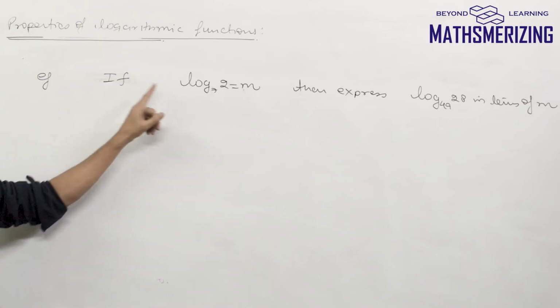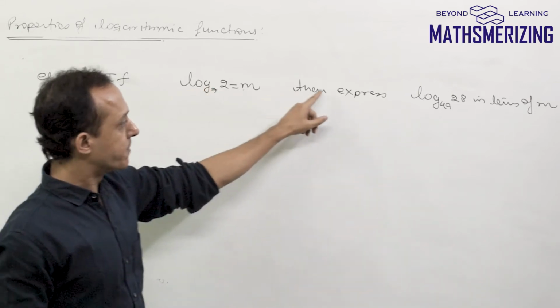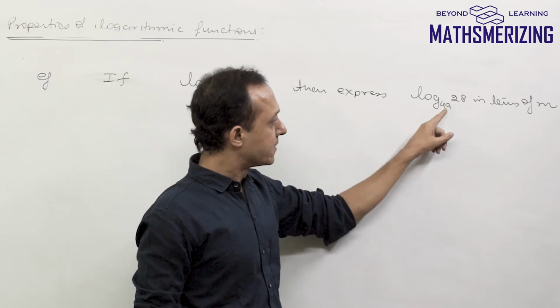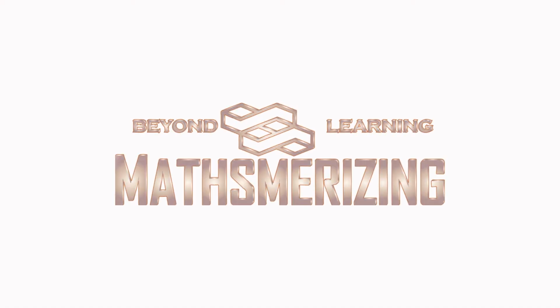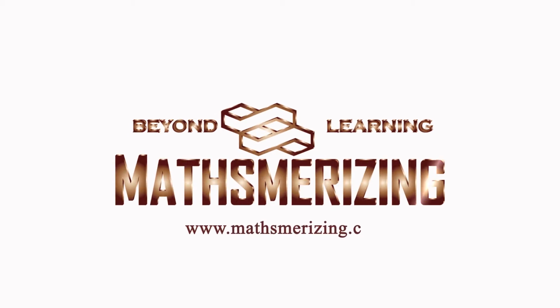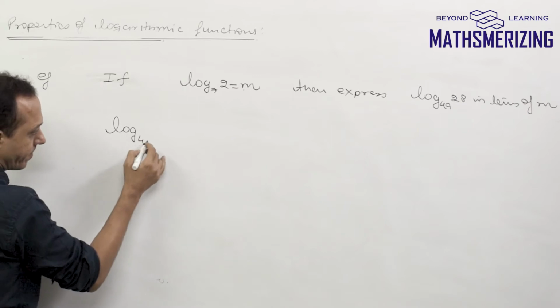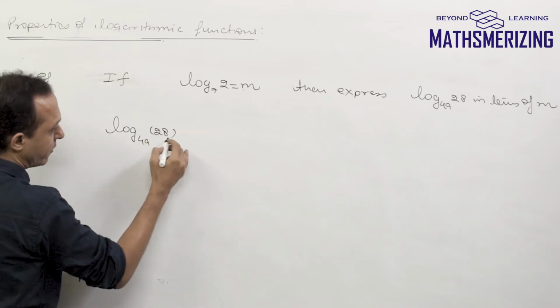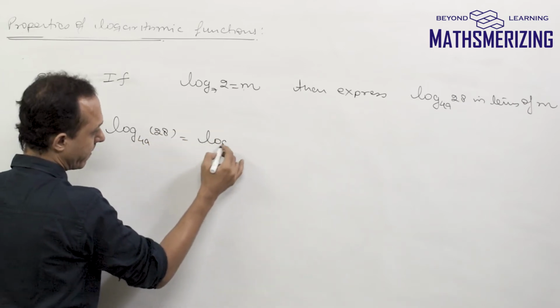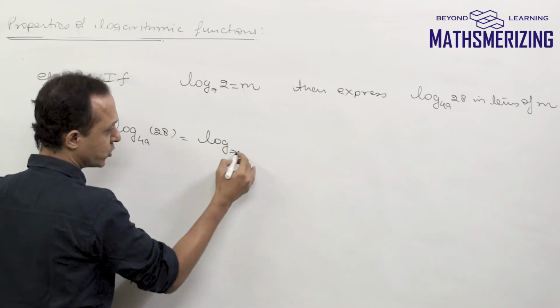So the question is, if log 2 base 7 is equal to m, then express log 28 to the base 49 in terms of m. So what I'll do is, I'll write log 28 to the base 49 as log. Now I express 49 as 7 squared.